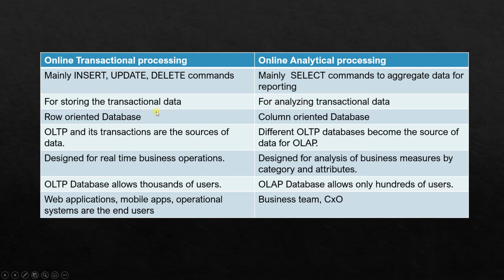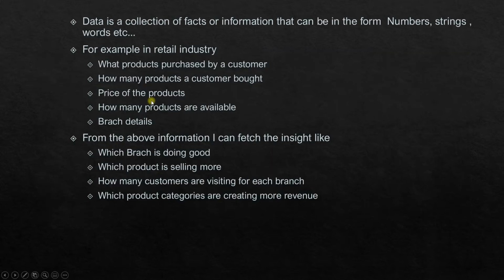What do you mean by transactional data? We'll quickly try to understand. If you remember, in our previous video we talked about what is data. Here I have given two different examples. For example, in the retail industry: what products were purchased by a customer, how many products are sold out, which brands are doing good, how many products are available. All these are transactional data. This particular data will be stored in our OLTP databases.